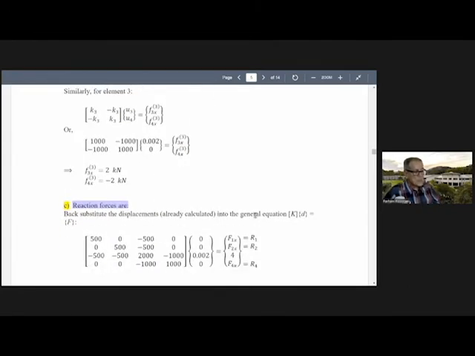We use the global formula to find the reaction forces. Use the global formula KD is equal to F. This is the global stiffness matrix that we found. Very important step in finite element analysis. Times displacement vector, node 1, 0, node 2, node 3 displacement, we found this, and node 4, 0. It is equal to force vector. This is at node 1, node 2, node 3, and node 4.